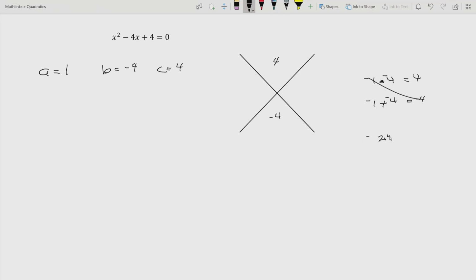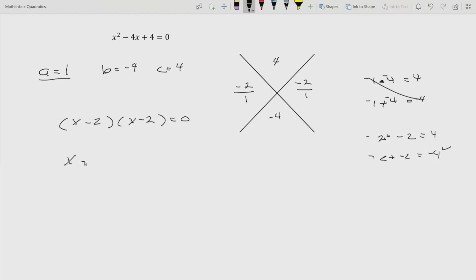So negative 2 times negative 2 is going to equal a positive 4. That works out. And then we have negative 2 plus negative 2, which is equal to negative 4. They both check out, so we have our negative 2 and negative 2. And we want to divide our factors by A, so we're going to divide negative 2 by 1 and negative 2 over 1. So our two binomials are going to be 1x, or just x, minus 2, and then we have, again, x minus 2.